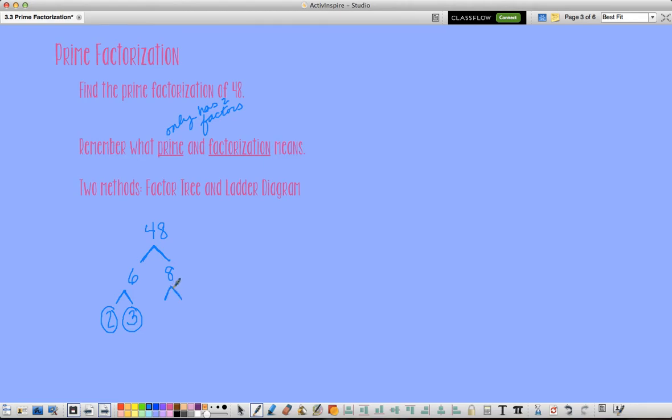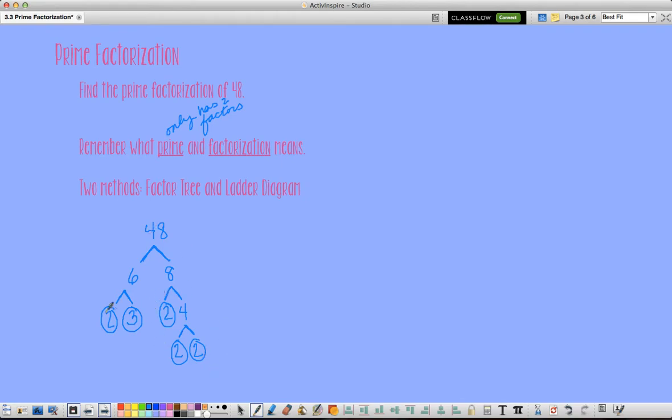So here, this breaks down into 2 times 4. 2 is prime, but 4 is not. So I keep going, and I break down the 4. The 4 can be turned into 2 times 2. So for the prime factorization of 48, now I have to take these prime numbers and turn them into a multiplication problem. Because I know that 2 times 2 gives me 4, times 2 gives me 8, and I know that 2 times 3 gives me 6, and 6 times 8 gives me 48.